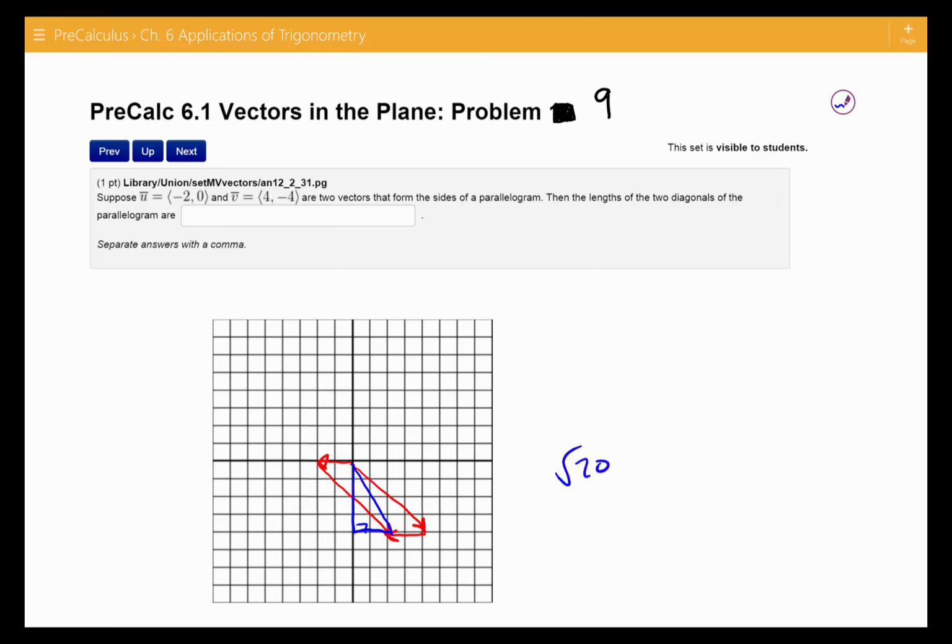Then for this other diagonal here, I'm going to have to make a triangle. The sides of this are 4 and 6. So the square root of 52 would be the length of the other diagonal.